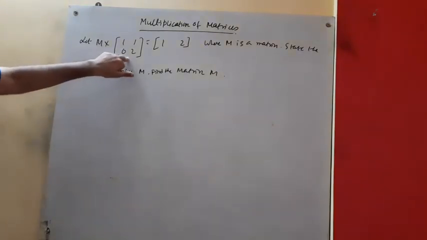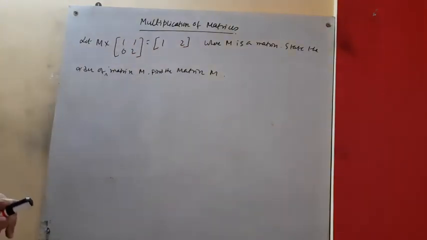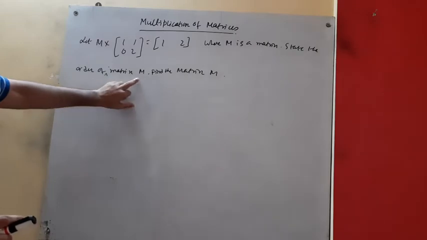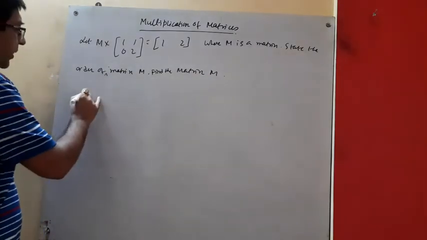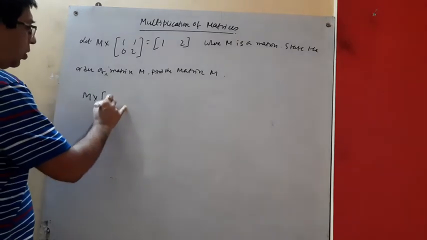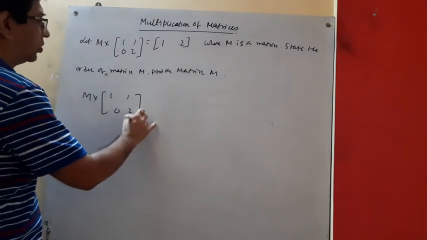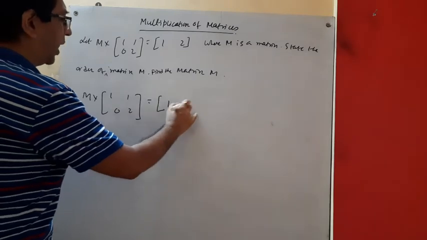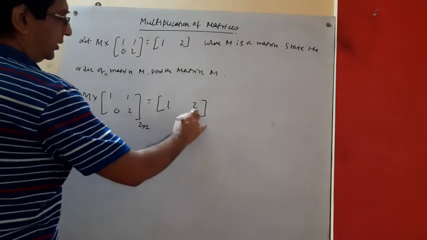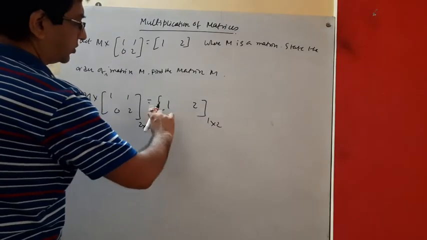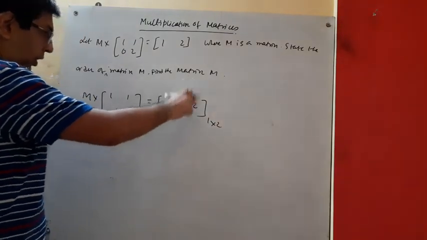M into this one equal to 1, 2, where M is the matrix. State the order of matrix M. Find the matrix M. Look what is given. M into [1, 1; 0, 2] is equal to [1, 2]. This is 2 by 2. This is 1 by 2. First row, 1 row, 2 columns. This is 2 by 2. Now, this is a matrix. So, what will be the order of matrix?